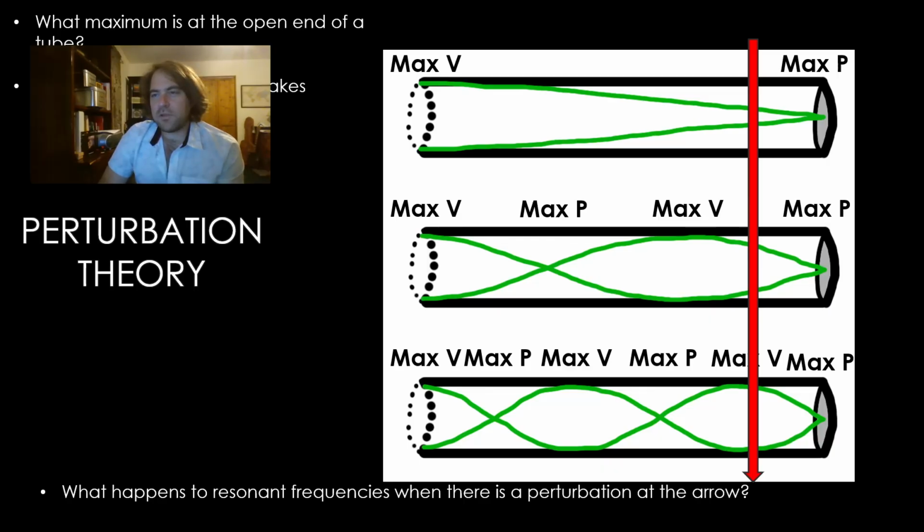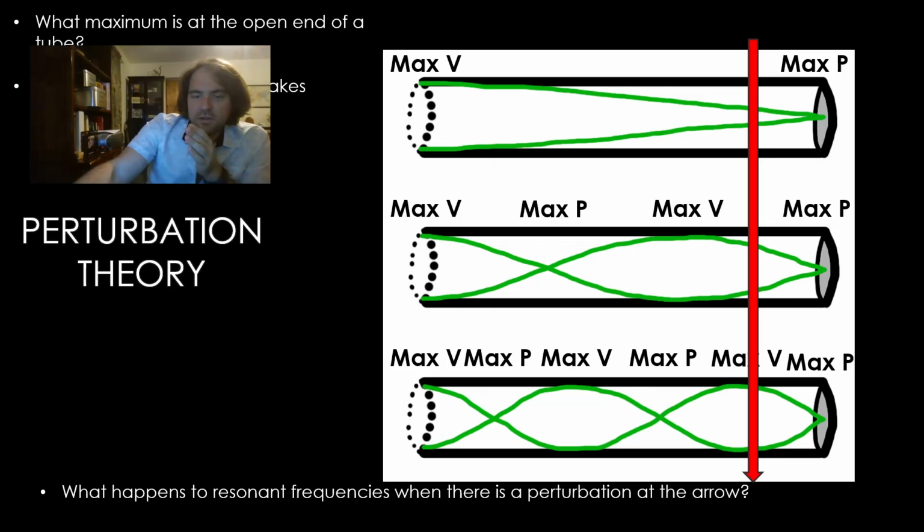But what's going to happen to the resonant frequencies based on where that perturbation is? So for resonant frequency 1, up here at the top, is it going to get higher or lower, and how much? It's going to get higher because it's further away from a max V. It's closer to a velocity node. So it's going to get higher. It's not right on the node, so it's not a huge increase, but it's an increase.